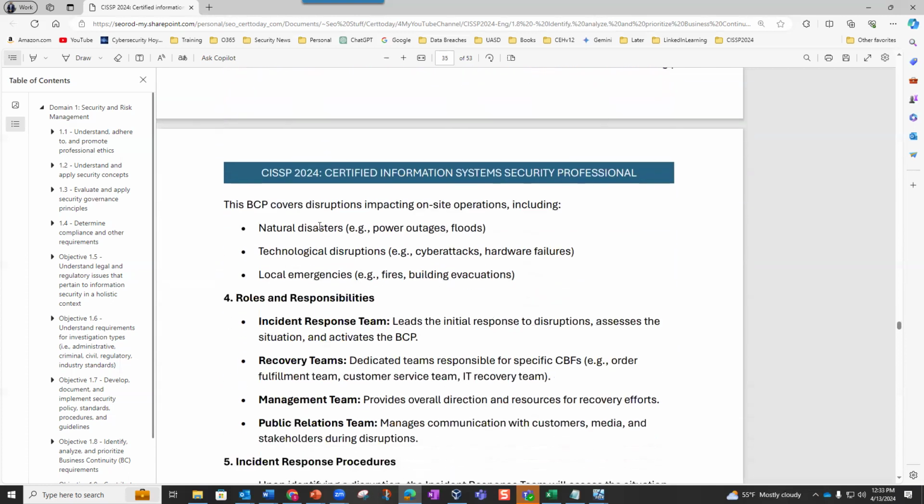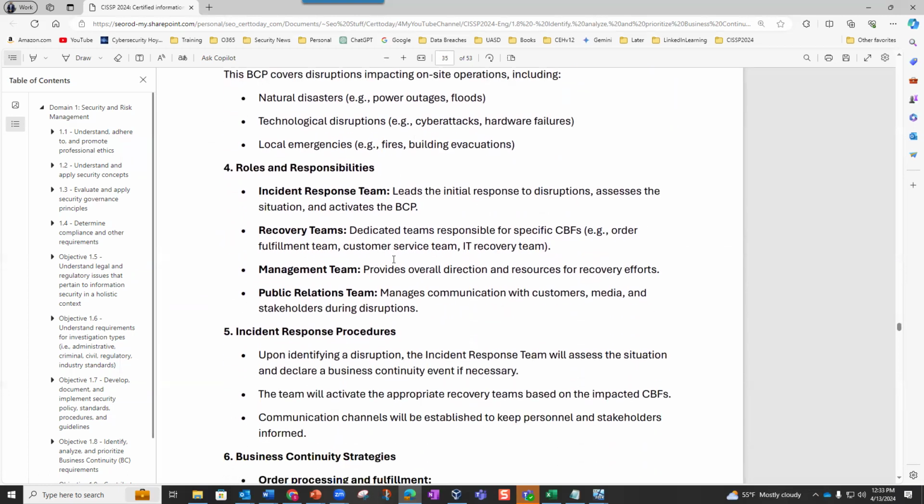3, scope of the BCP. This BCP covers disruptions impacting on-site operations, including natural disasters, technological disruptions, and local emergencies. 4, roles and responsibilities. And then here you list the teams: the incident response team, the recovery teams, the management team, the public relations team, and even the legal team, depending on the nature of the impact. And the legal team, it's always involved in this kind of thing as well.